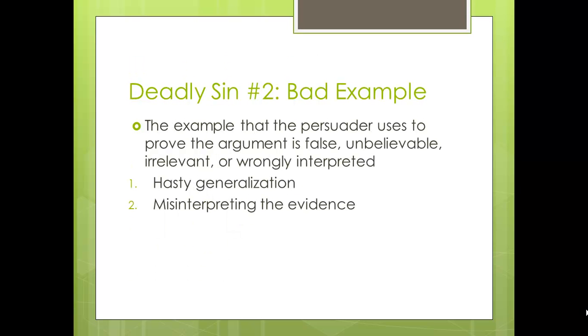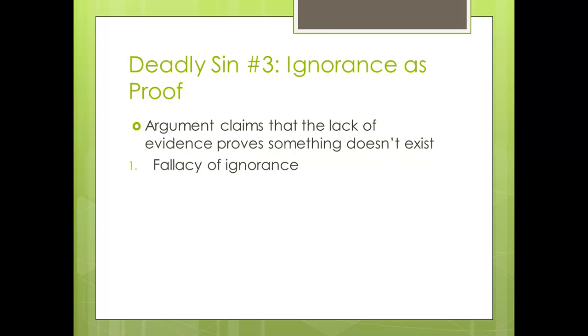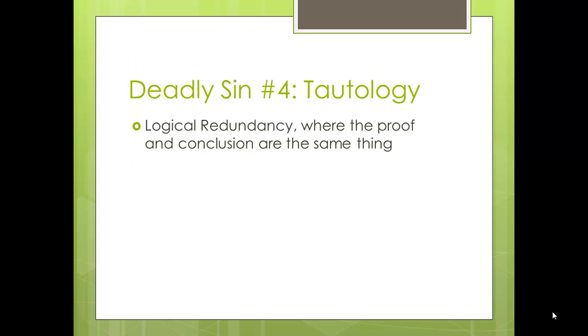The second deadly sin is the bad example. The example that the persuader uses to prove the argument is false, unbelievable, irrelevant, or wrongly interpreted. This includes hasty generalizations and, of course, misinterpreting evidence. The third deadly sin has to do with ignorance as proof. This argument claims that the lack of evidence proves something doesn't exist. Example, fallacy of ignorance.